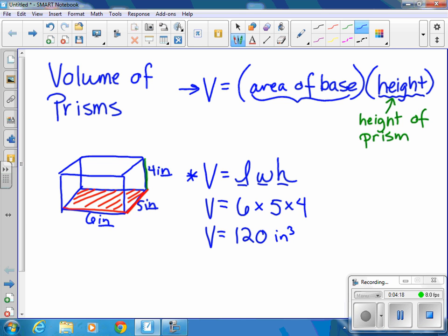One of the things to keep in mind too, it's a 3D shape, right? If it's a 3D shape, then it's going to be my unit cubed. If it's a 2D shape, a flat shape, then it's going to be my unit squared. So that's another way to think about this.